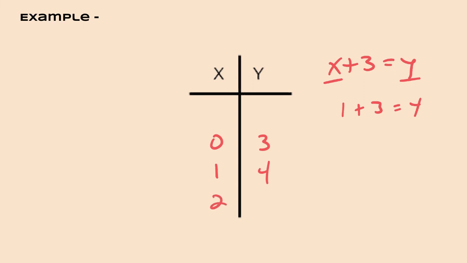We try that with 2, 2 plus 3 equals 5. So we put in 2, we get out 5. We can do that with a negative number like negative 1. Negative 1 plus 3 is 2. So we put in negative 1, we get out 2. So we have an example of a table that is a function.